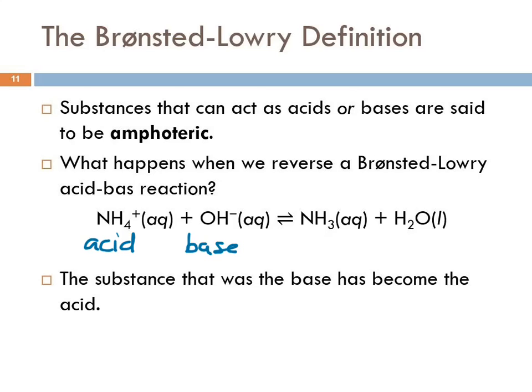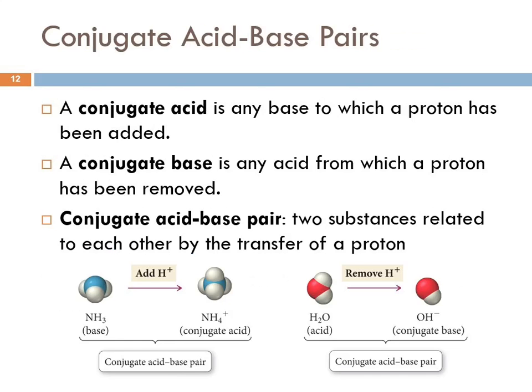When this was reversed, this was the base, and that was the acid, right? When we were looking at ammonia plus water, the water donated a proton to the ammonia. And so we call this, I'll get to that, it's on the next slide, we call it a conjugate base. But the substance that was the base, now it's the acid. And so they go back and forth. And these are called conjugate acid-base pairs.